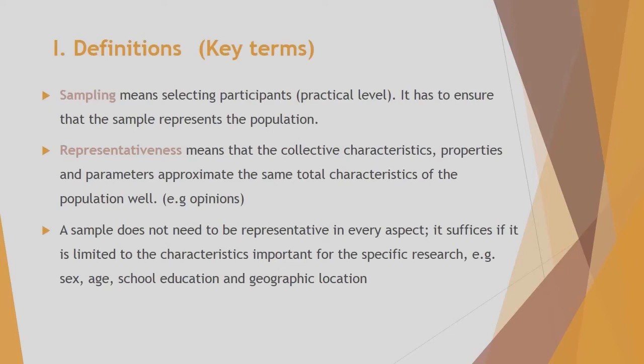Now, the term sampling means selecting participants. This is the practical level. Sampling has to ensure that the sample represents the population. Representativeness means that the collective characteristics, or the properties and the parameters, of the sample approximate, are close to, the same total characteristics of the population.